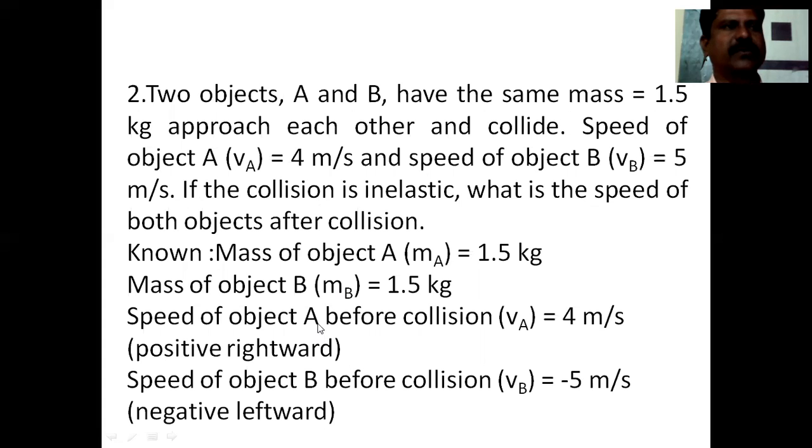Next, another one: two objects, let us say A and B, have the same mass, 1.5 kg, approach each other and collide. The speed of object A is 4 meters per second, whereas the speed of object B is 5 meters per second. If the collision is inelastic, what is the speed of both objects after collision? The mass of object A is 1.5 kg, and the mass of object B is also 1.5 kg.